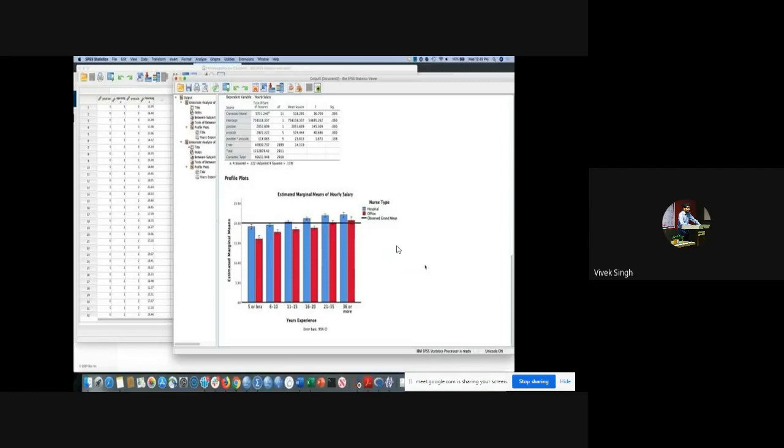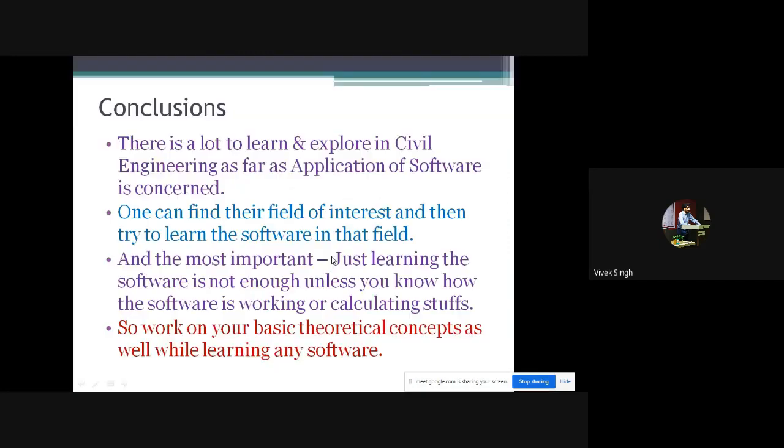You can see these kinds of graphs. You can create lots of calculations, like mean, median, mode, standard deviation, and all that. You can also come to some kind of conclusion here. So finally, I would not take a lot of time from you all. I would conclude the whole session.